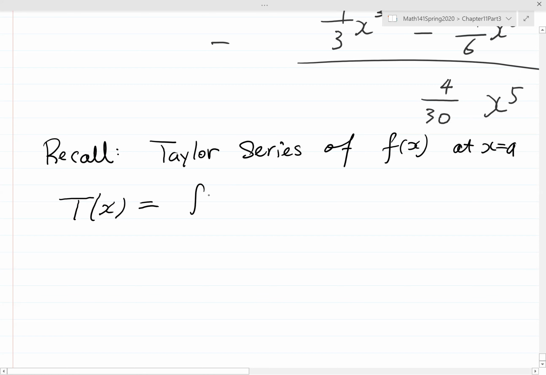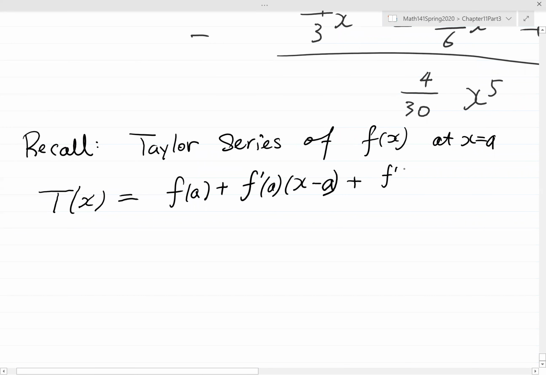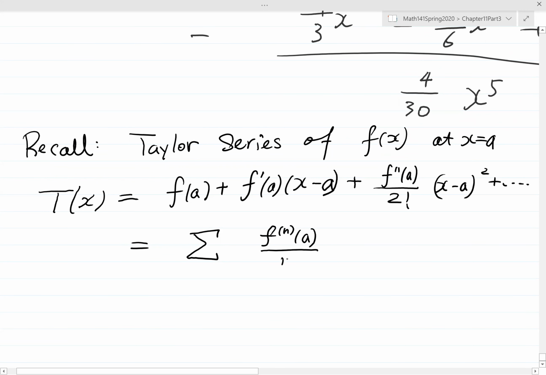So this is f(a) plus f derivative at a times (x minus a). These first two terms give us the linear approximation. Then we have the higher order derivative over 2 factorial times (x minus a) squared, etc. So this is the sum of f nth derivative at a over n factorial times (x minus a) to the power n, from 0 to infinity. 0 factorial by definition means 1, and the 0th derivative means the function itself.